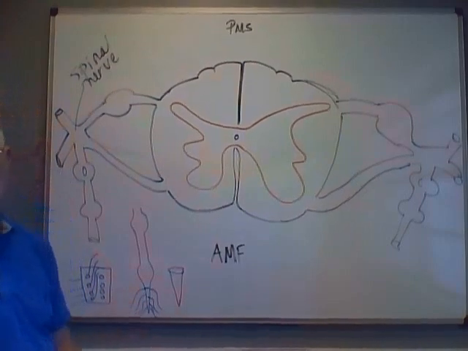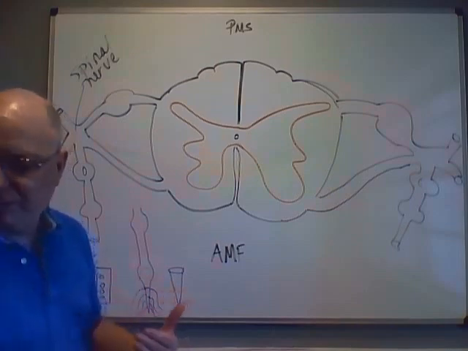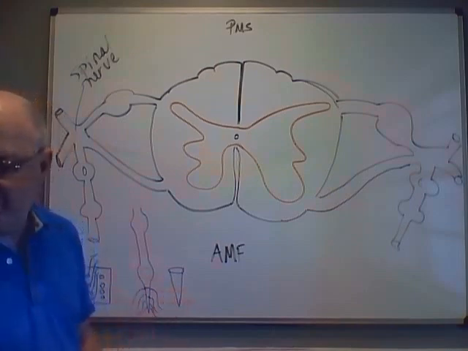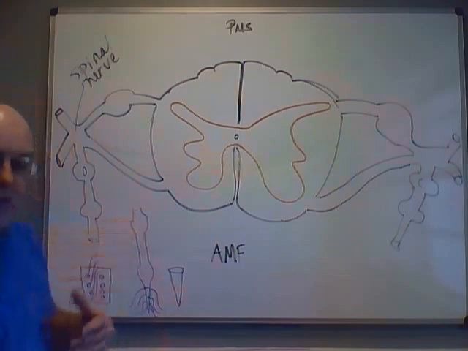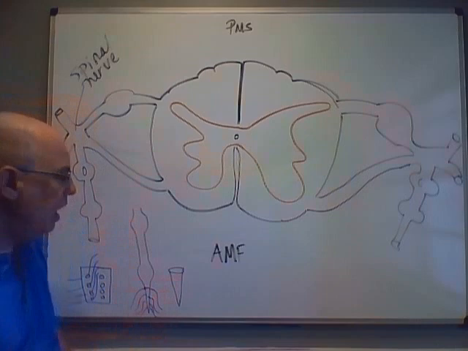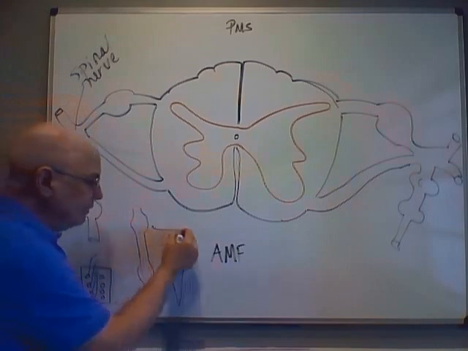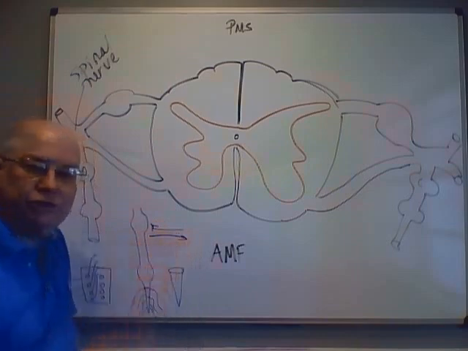So let me give you some terminology here. If we're following the table on page 81, we did the posterior median sulcus, the anterior median fissure. We did the central canal, which is in the second table. The cervical and lumbar enlargements are there because of this. I want you to think about it in these terms. I have afferent neurons coming into the spinal cord and efferent neurons coming out through my spinal nerves.